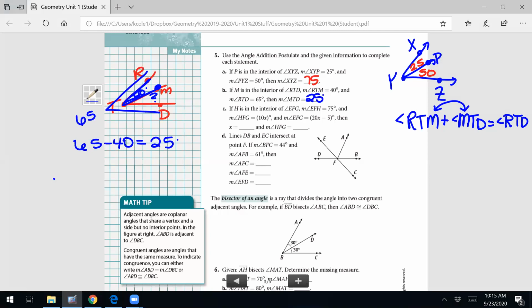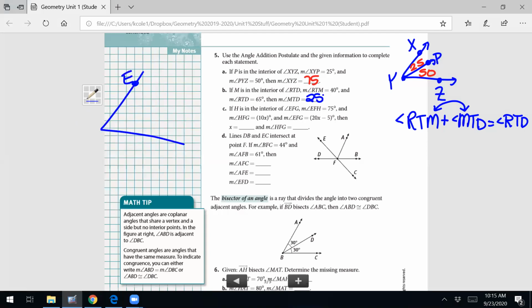C says if H is interior of EFG, it's just easier to see it. So we've got EFG, and the interior is H. Then it says EFH is 75 degrees, and FEG is 10x, and the whole angle is 20x minus 5.